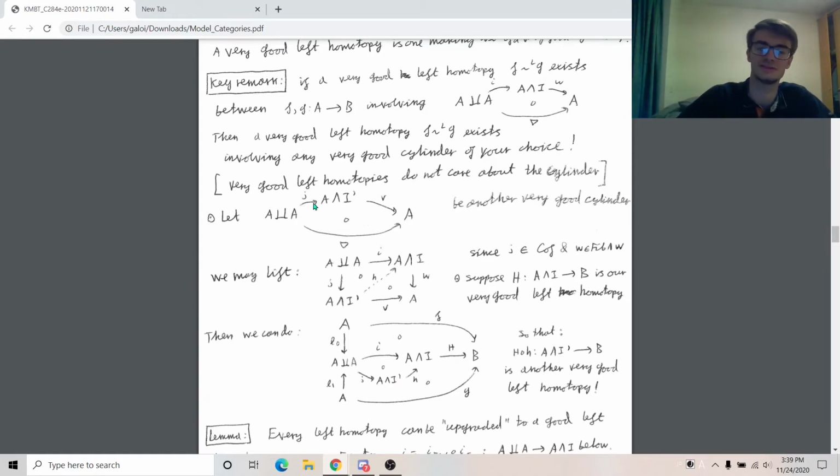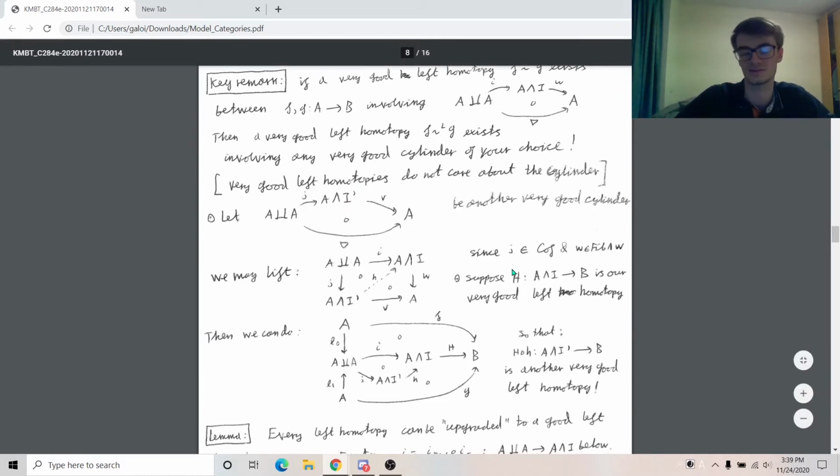And you can work backwards. If you have a very good left homotopy using this new cylinder, you also get a very good left homotopy using the old cylinder.